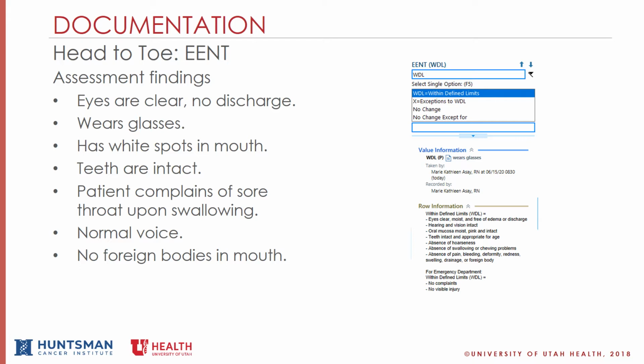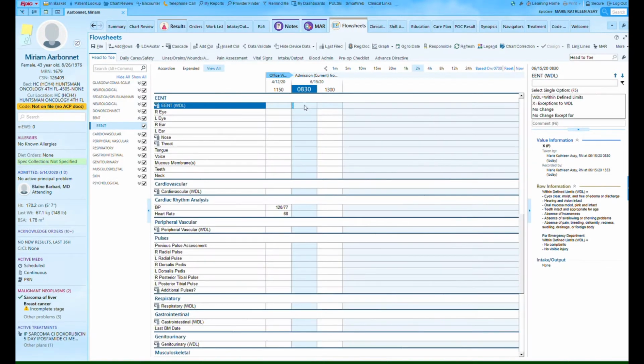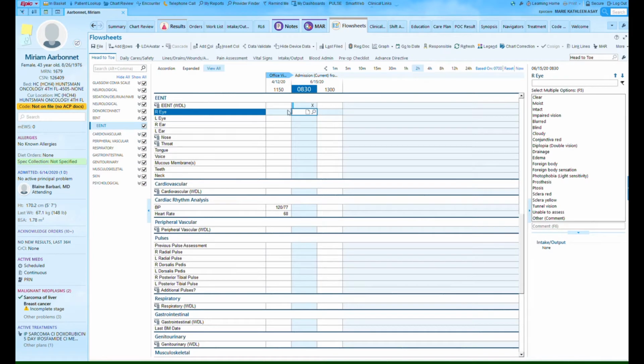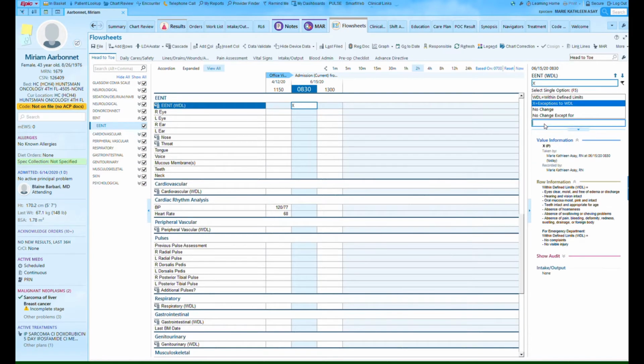Go to the right-hand side and let's look at the WDL definition. Does this patient meet the WDL definition? Let's review how we would chart this section. First, this patient does not meet the WDL definition, so you will do an X. And remember, you will only chart the exceptions.